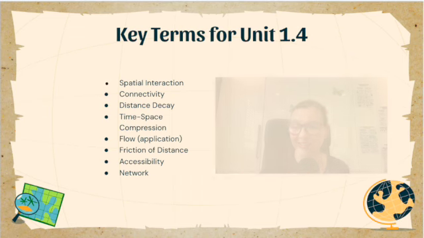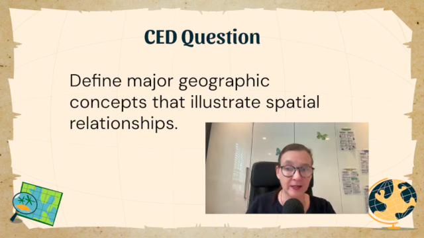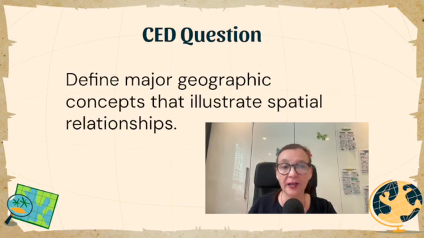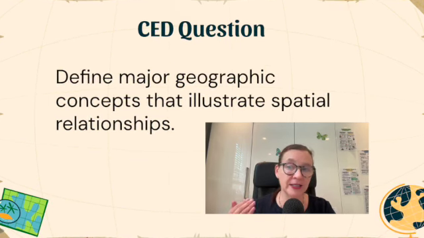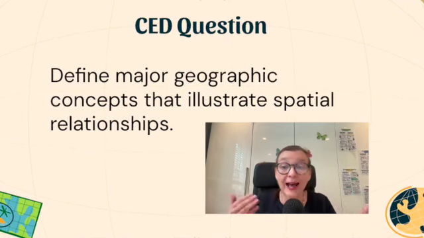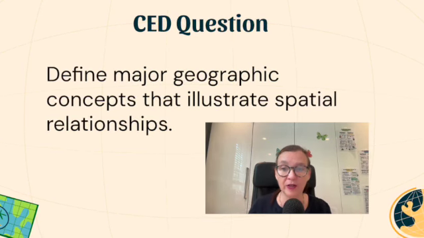Okay, let's get started. Today I'm going to be looking at the CED question for 1.4, and the question is: define major geographic concepts that illustrate spatial relationships. We're going to talk in detail about how we can define all of that and how we can use it on the AP exam.